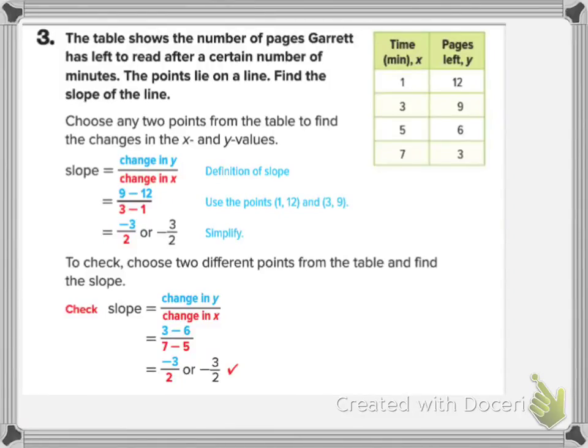In example 3, we have a table that shows the number of pages Garrett has left to read after a certain number of minutes. The points lie on a line. Now it's just saying that it's linear. We've looked at that word before. Find the slope of the line. Choose any 2 points from the table to find the changes in the x and y values. You see the first part of our table is the x values, and the second part of the table is our y values.